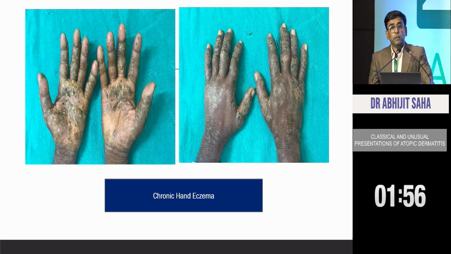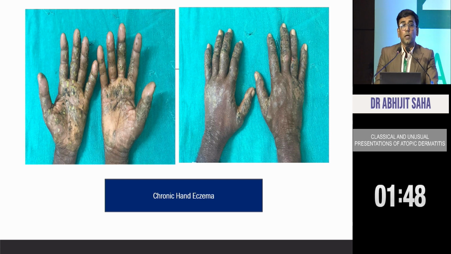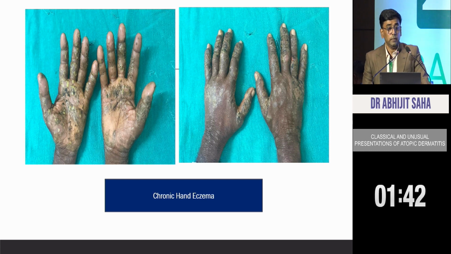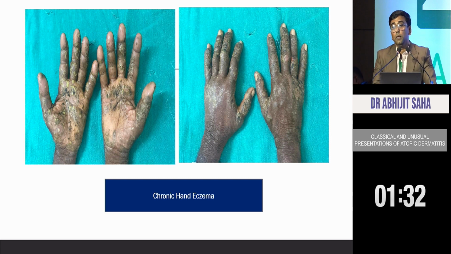This is the story of a 17-year-old boy, who just started his career as a hairdresser, and within a few months developed this kind of severe hand eczema. So hand eczema could be a presentation of adolescent AD. Not only adolescents, even a child can present with hand eczema. Those who are sensitive to nickel, cobalt or chromium containing diet, that is systemic contact dermatitis.